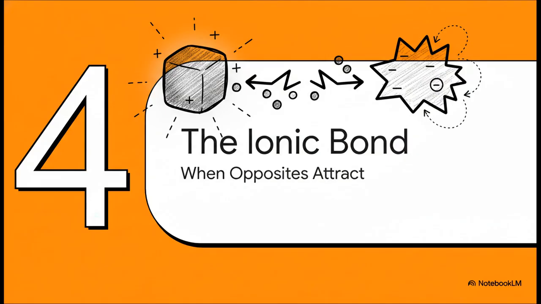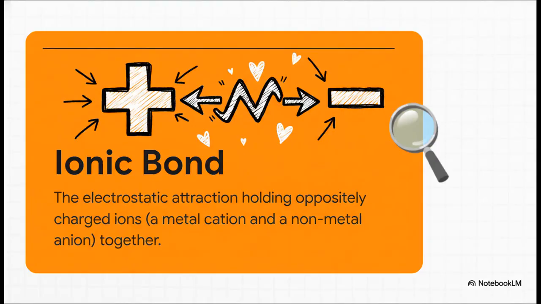Now, let's open up the next case file. What happens when these two totally different groups, our electron-giving metals and our electron-taking nonmetals, finally come face to face? What happens is something called an ionic bond. Remember how metals make positive ions and nonmetals make negative ones? Well, an ionic bond is just the super powerful magnetic-like attraction between those opposite charges. It is the ultimate story of opposites attracting.